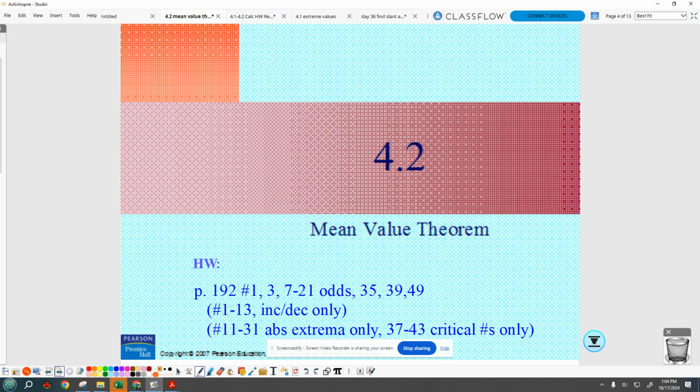Okay, all of this is getting down to the mean value theorem. So can you guys get a notebook out? We want to try this.